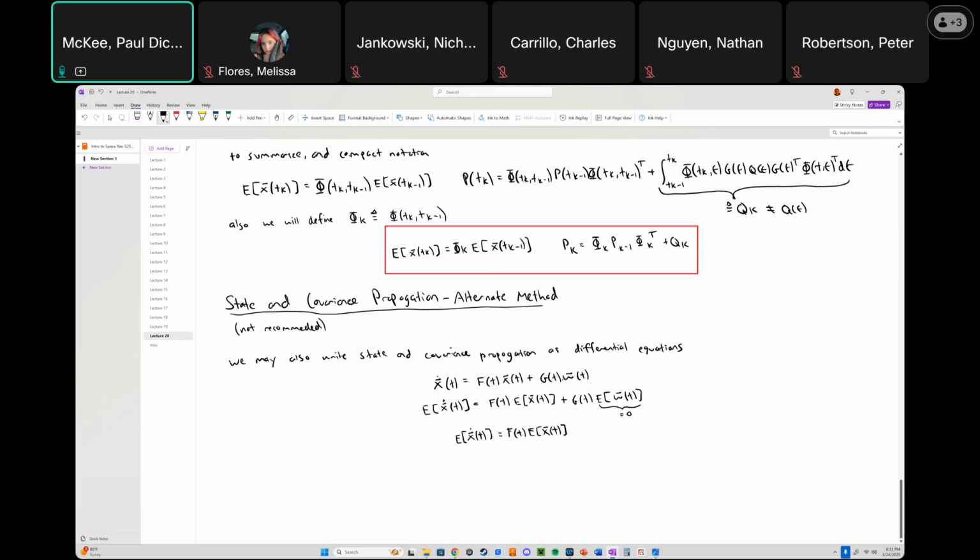So this is just the differential equation version of the propagate step that we saw before with the state transition matrix. So maybe I can just try a regular old rectangle for this one. There we go. So this would be our state propagate differential equation.